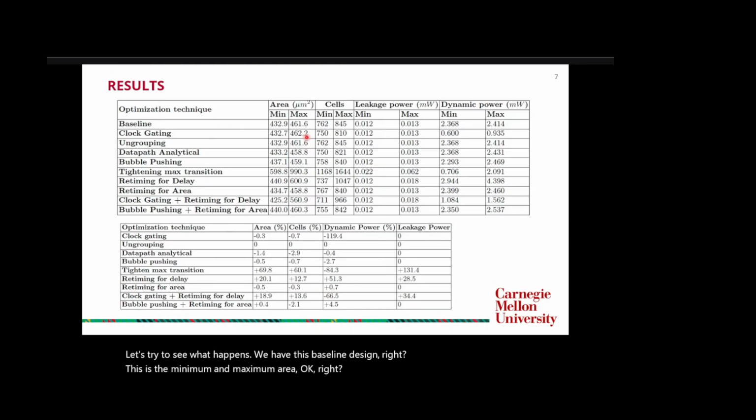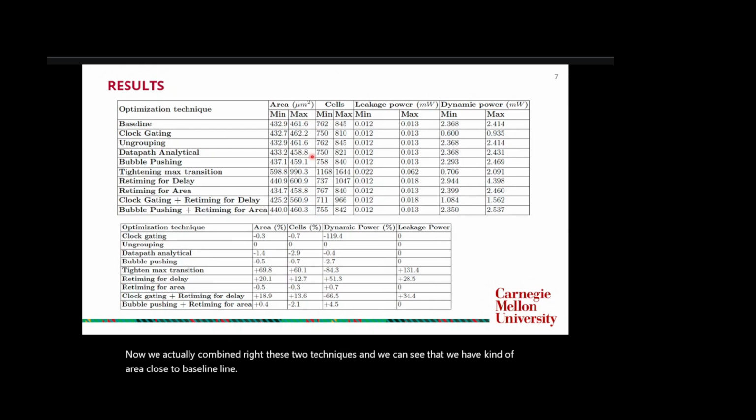We have clock gating applied. We have leakage and dynamic power also, and we try to see. So we can see here what is happening with the area. So we get the minimum area for tighten, maximum area for tighten max transition. And the similar is the case for the leakage power, right? It's burning a lot of power. It might be a robust design, right? And also dynamic power. Now we actually combined, right, these two techniques, and we can see that we have an area close to the baseline.